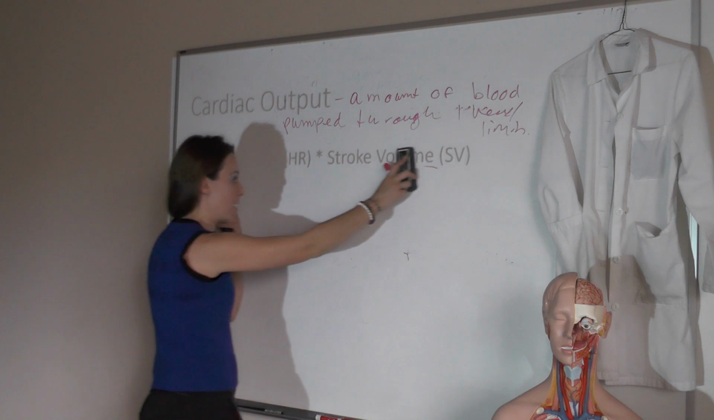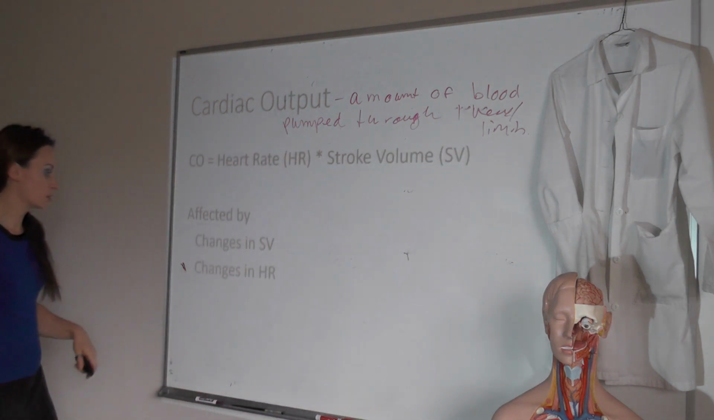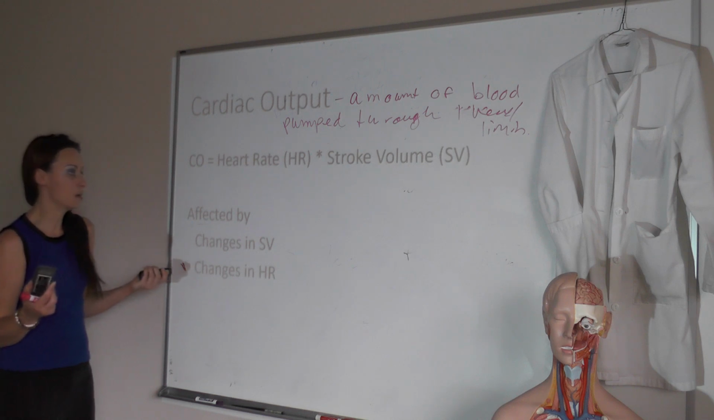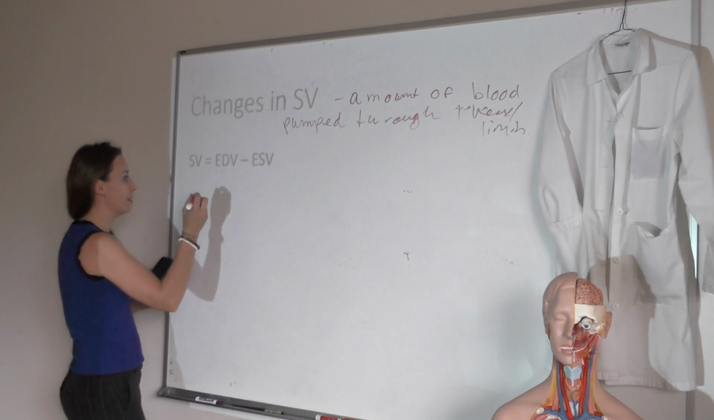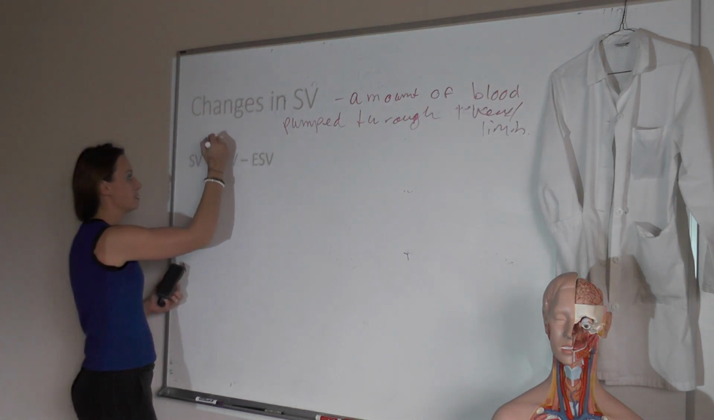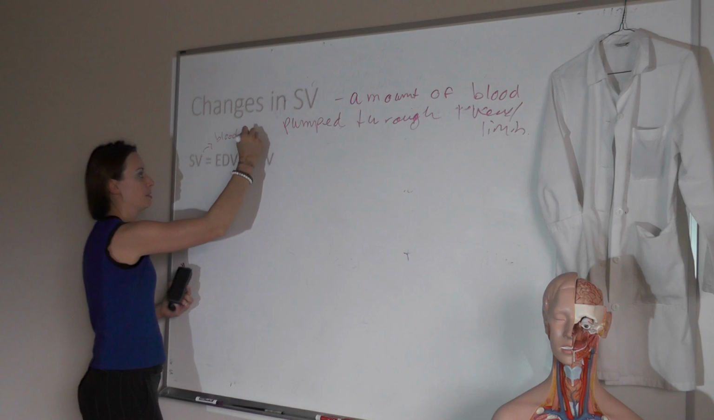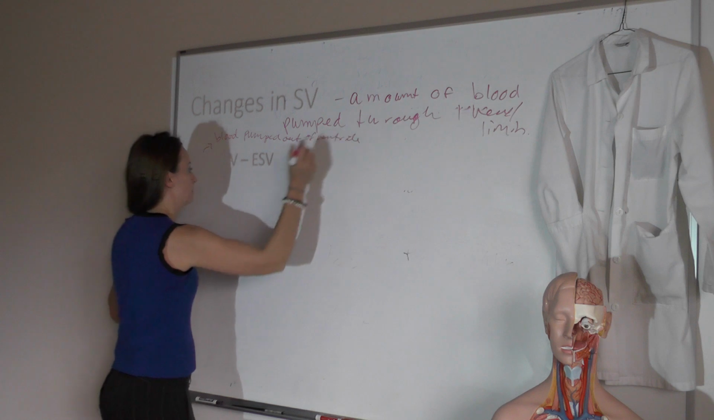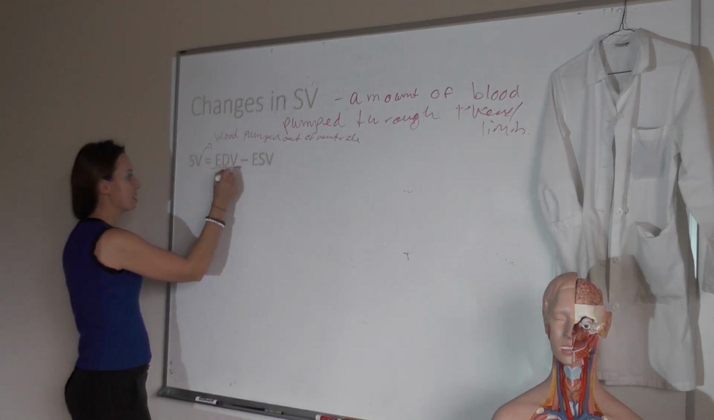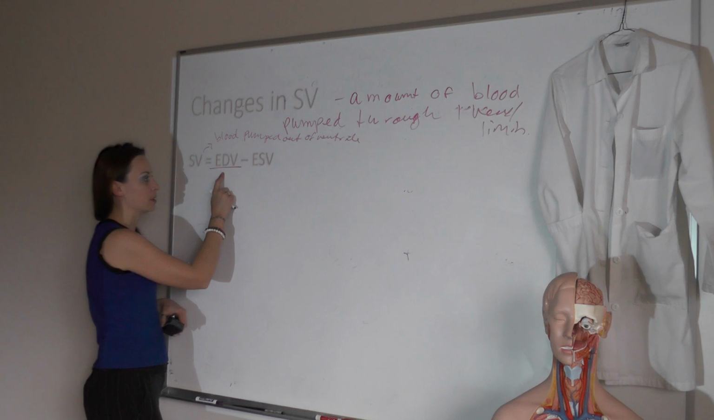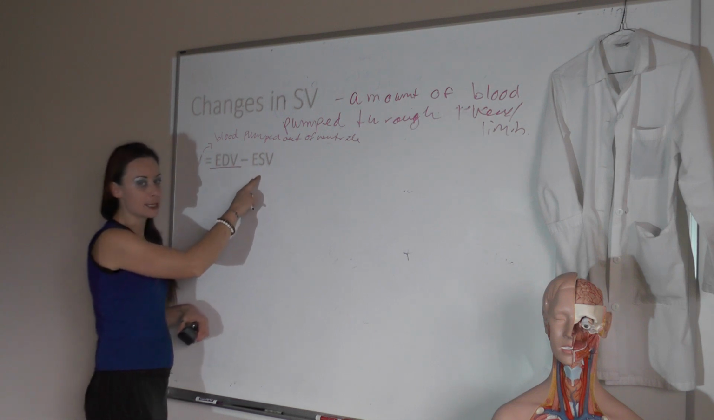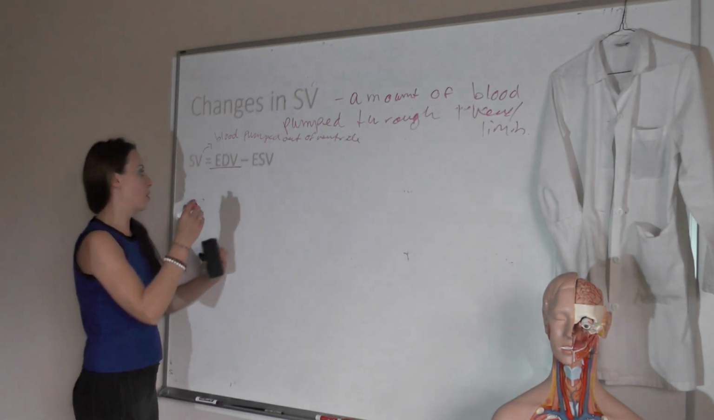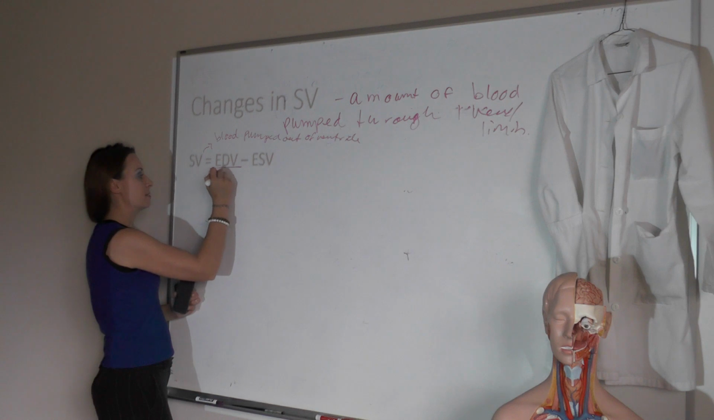How can we change cardiac output? By changing our heart rate or our stroke volume. So how can we change stroke volume and heart rate? Okay, so if we look at what is stroke volume, this is the blood pumped out of a ventricle. So we find that by looking at what is there at the end of ventricular diastole and then subtracting what is ejected during ventricular systole. So the EDV is my end diastolic volume.